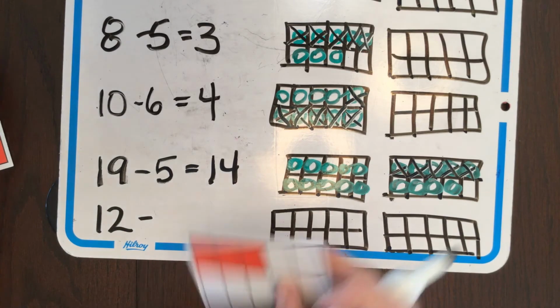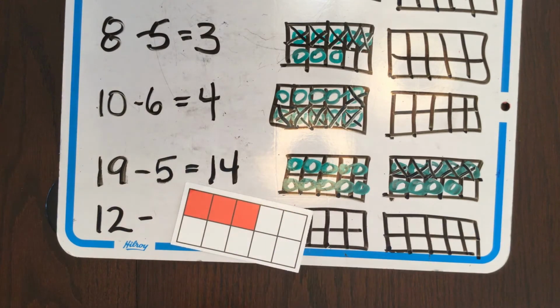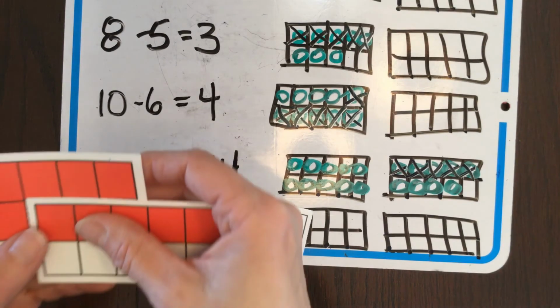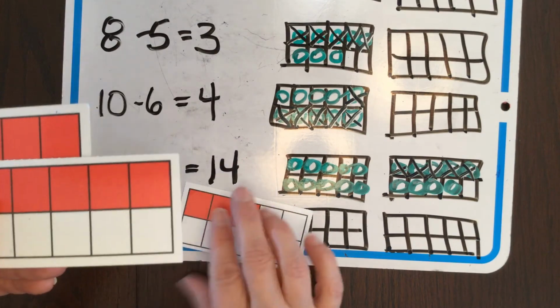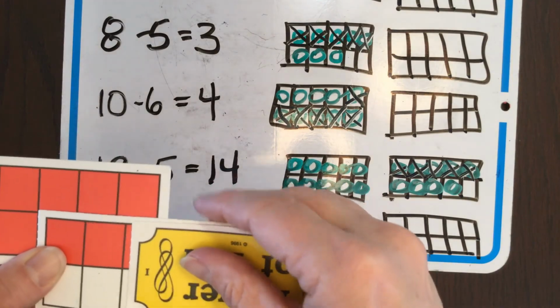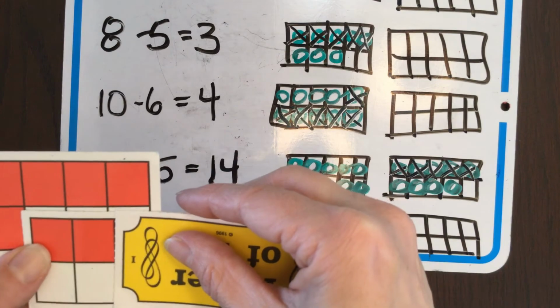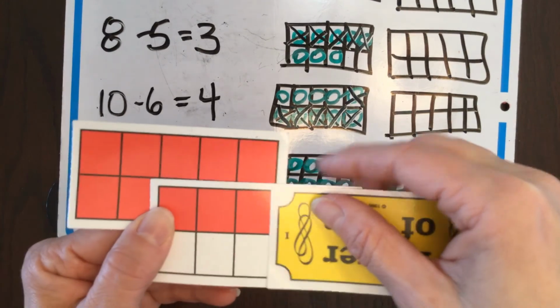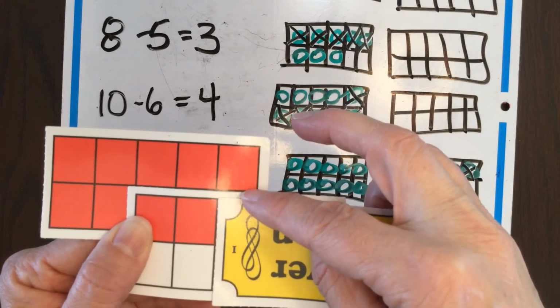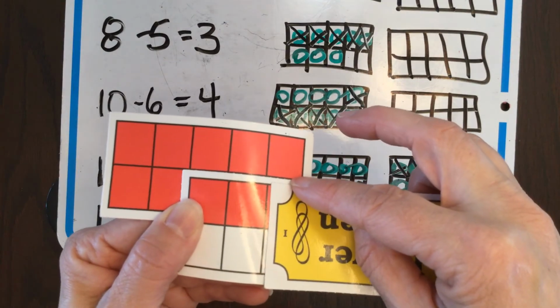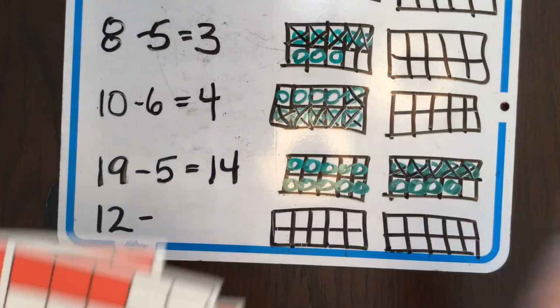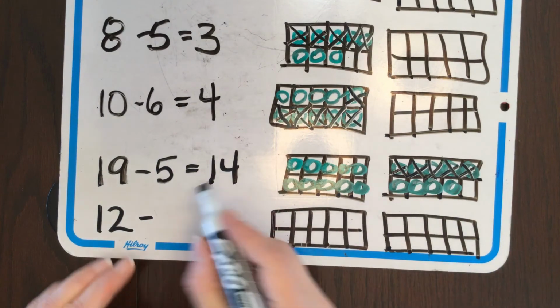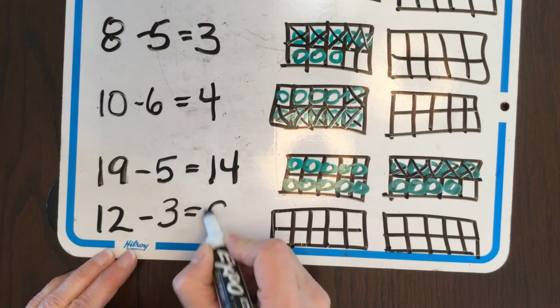I've got 12 and I'm taking away 3. So again, I have to imagine, what does a 12 look like in a 10 frame? And it's right here. And then I can imagine, well, if I covered up 3 of them, I have a 10 frame with 1 missing. Oh, you can't really see that. Sorry, I have a 10 frame with 1 missing in the corner. So we know a 10 frame with 1 missing equals 9. So that means that 12 take away 3 equals 9.